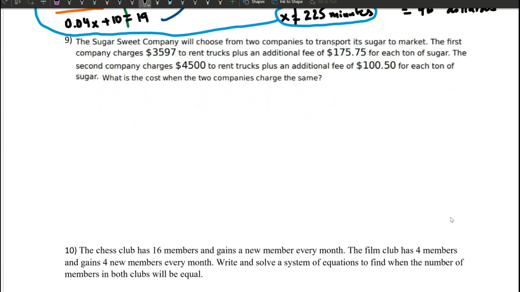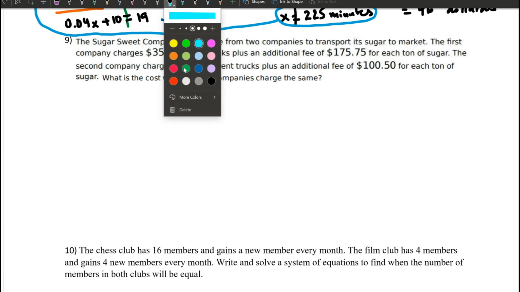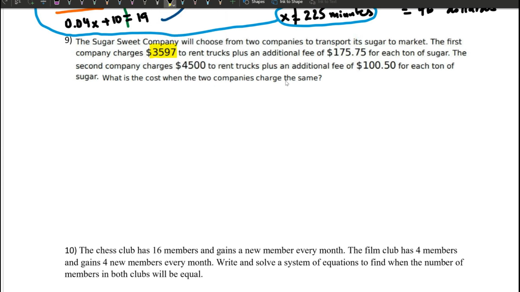Now we go to problem number 9. The Sugar Sweet company will choose from 2 companies to transport sugar to the market. The first company charged $3,597 to rent a truck plus an additional fee of $175.75 for each ton of sugar. The second company charged $4,500 to rent a truck plus an additional fee of $150 for each ton of sugar. What is the cost when the 2 companies charge the same?